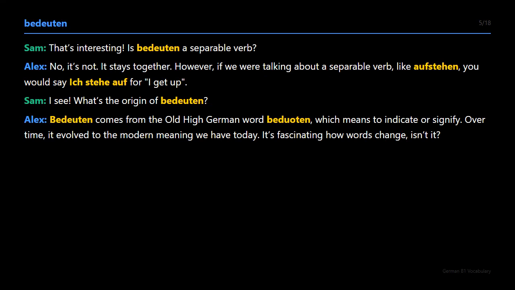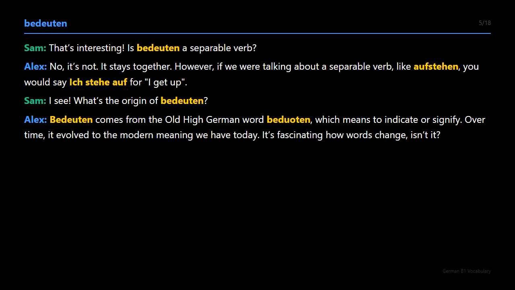I see. What's the origin of bedeuten? It comes from the Old High German word bedeuten, which means to indicate or signify. Over time, it evolved to the modern meaning we have today. It's fascinating how words change, isn't it?